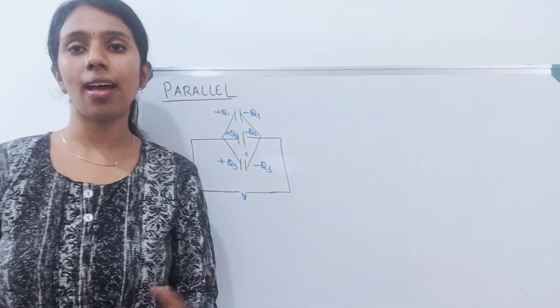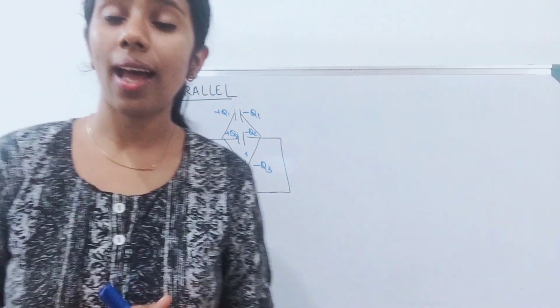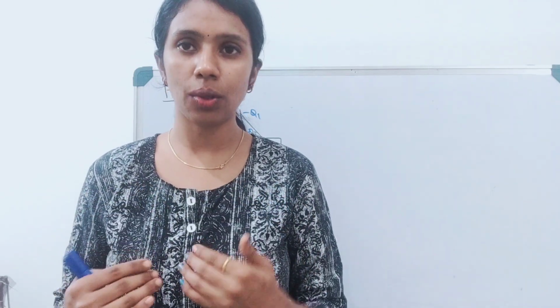Since the capacitors are connected in parallel, they will have the same potential difference, but the charges will be different. Let Q1 be the charge on C1, Q2 be the charge on C2 and Q3 be the charge on C3.